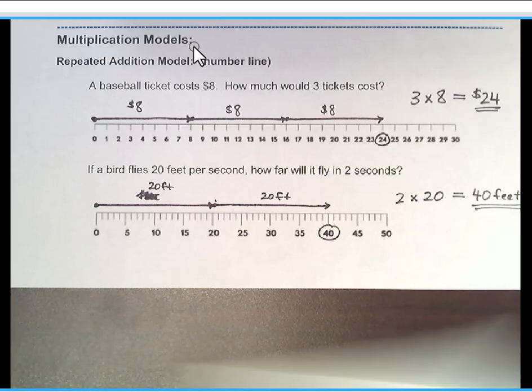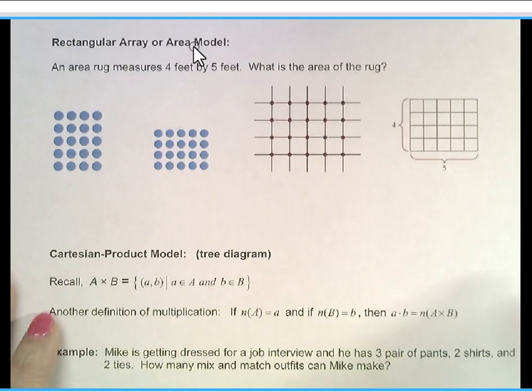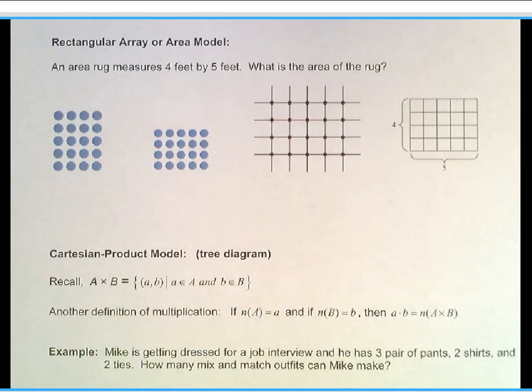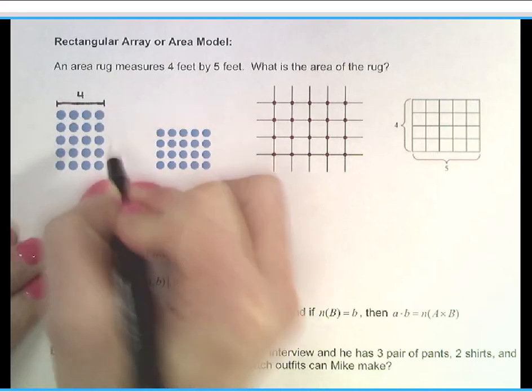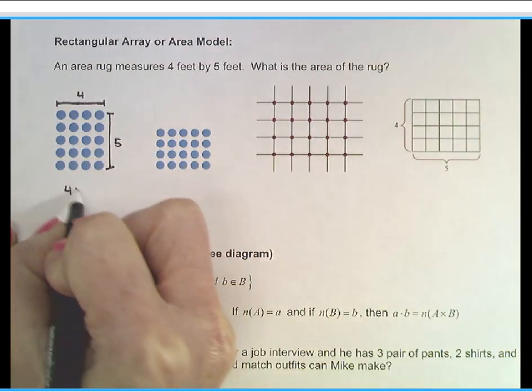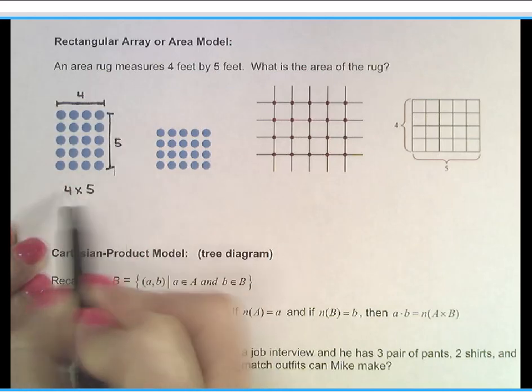All right, so let me show you an array model or an area model. Rectangular array or an area model, whichever way you want to look at it. This is a great way to introduce the concept of area. So let's say an area rug measures 4 feet by 5 feet. What's the area? So you could draw a picture of this one, right? You can use dots if you want. So we have like 4 dots going in this direction, and then we have 5 dots going in this direction. So you can see this is like a 4 by 5 if you want to think of it that way. If we go across the top and then down the side, that would be a 4 by 5.